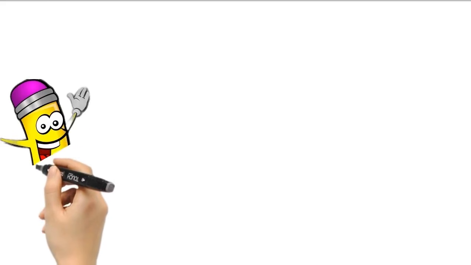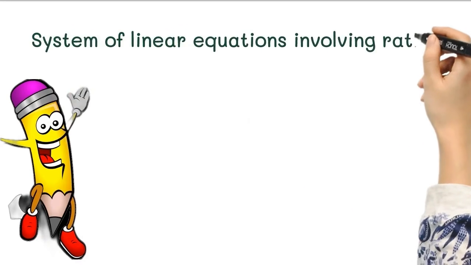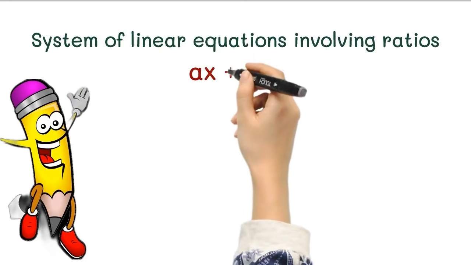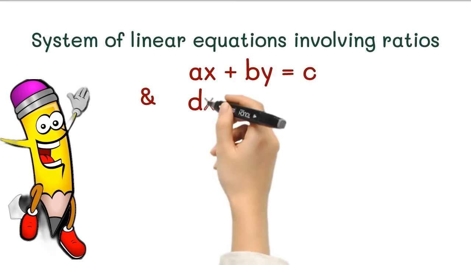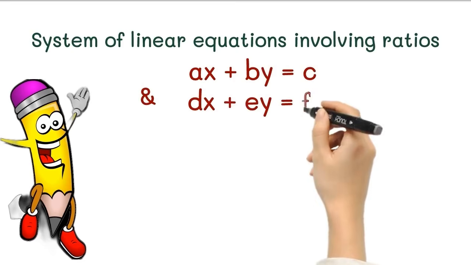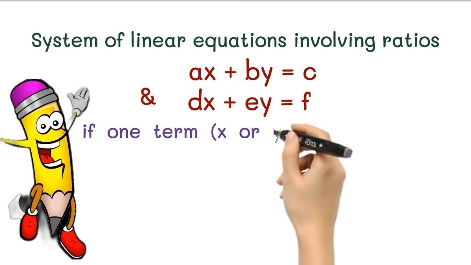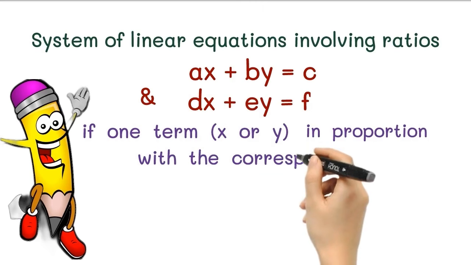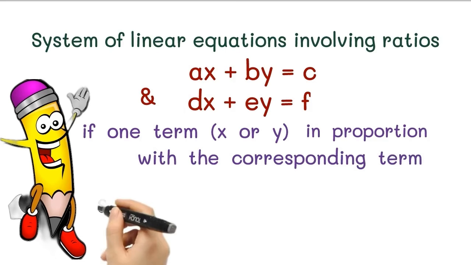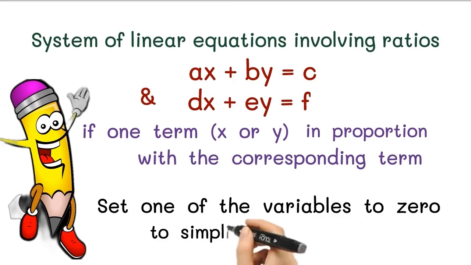Let's start with an example to understand this better. Consider the system of linear equations involving ratios. Suppose we have the equations ax plus by equals c and dx plus ey equals f. According to this sutra, if one term x or y is in proportion with the corresponding term in the other equation, then we can set one of the variables to 0 to simplify the system.